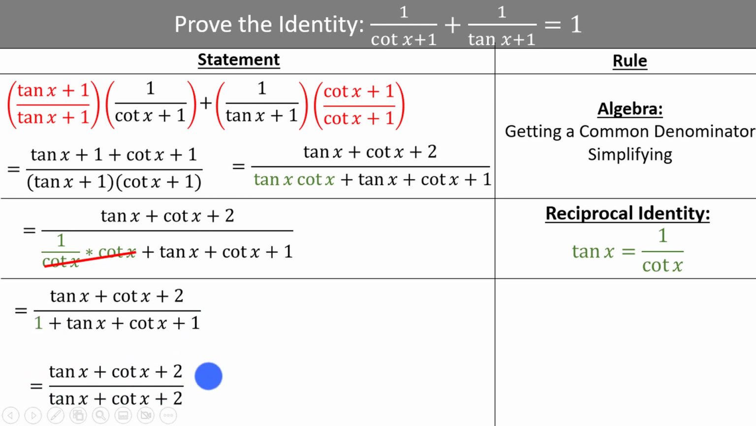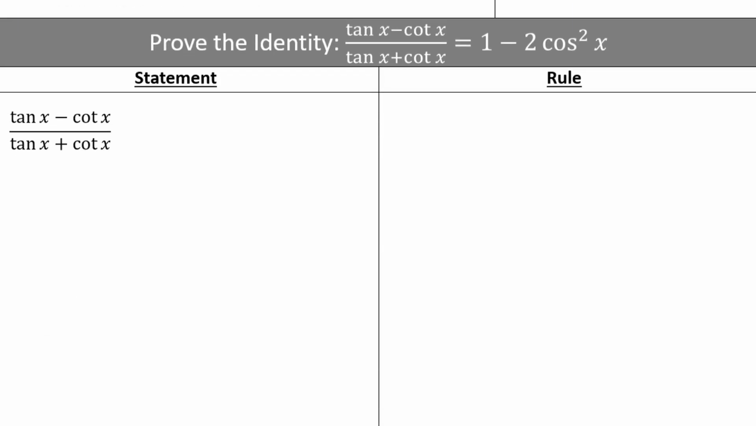Since we have the exact same thing in the numerator and denominator, the result is 1. We justify this last step by algebra, simplification. We have finished our proof. We have shown that the left-hand side is equal to the right-hand side. Alright, let's try another problem.